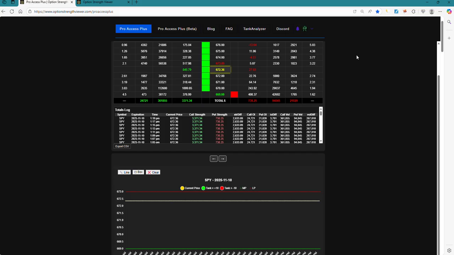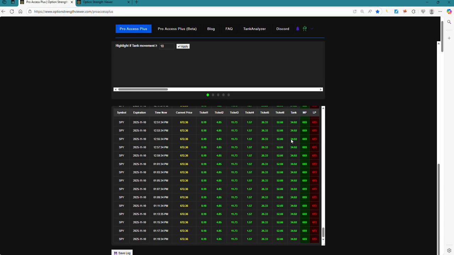If you guys have any questions, leave a comment or message me on the Discord. But that's how you use the tank to determine reversals. You can also use this for determining the reversal for an uptrend.